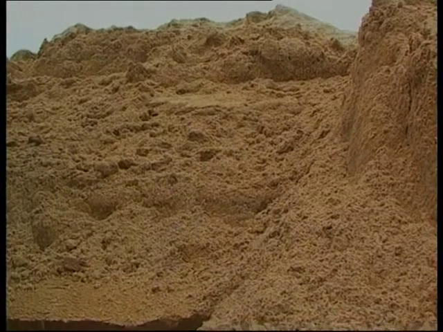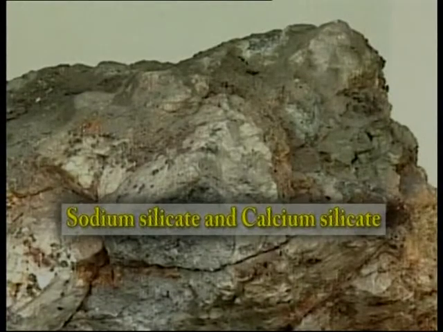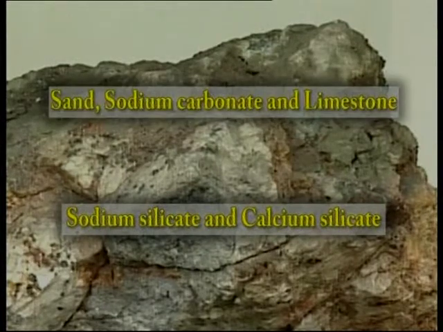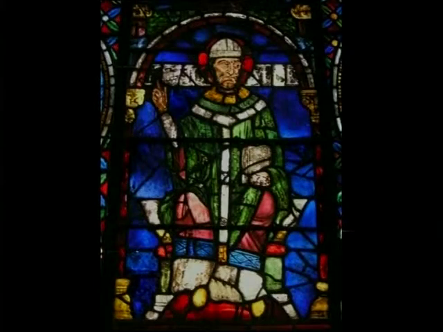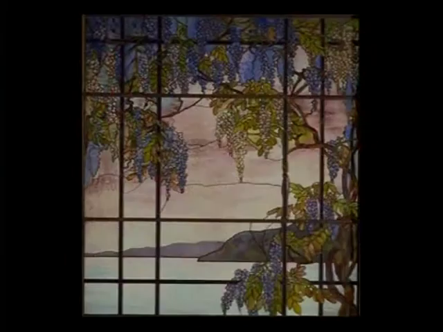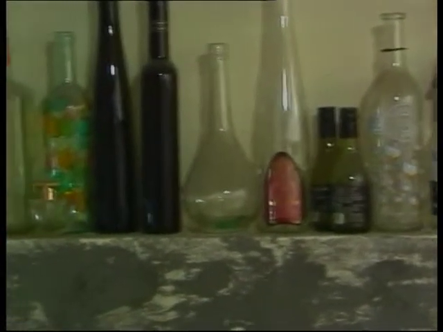Sand has a high melting point and does not react with acids. It is the main component of glass. Glass is made of sodium silicate and calcium silicate. Sodium silicate and calcium silicate are formed when sand, sodium carbonate and limestone are heated strongly. The molten glass obtained is easily shaped into many different objects. These objects are hard, transparent, and can withstand heat and are not corroded by chemicals.